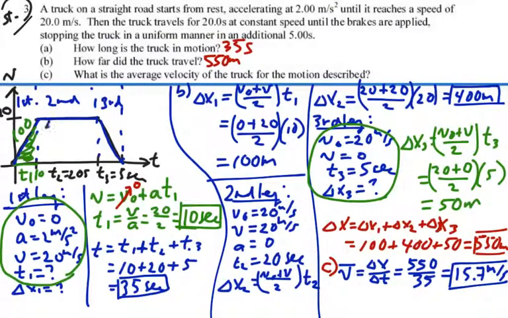The area in this second leg is 20 times 20, which is 400 meters. And the area in this third leg is going to be 1/2 the base times the height. 1/2 times 5 times 20 is going to be 50. So we have 100 plus 400 plus 50, 550 meters. That's the area underneath the graph, and that is our total displacement for this whole trip. So that's the answer to problem number 3.